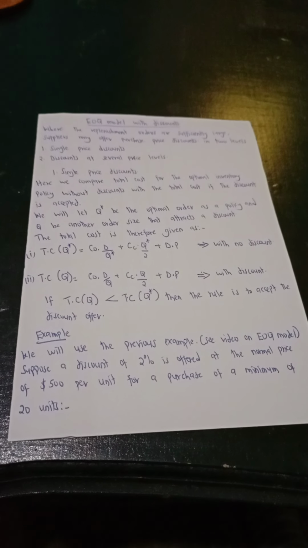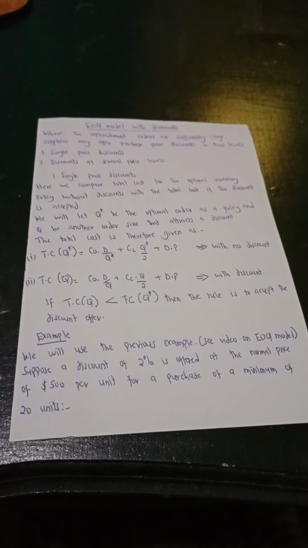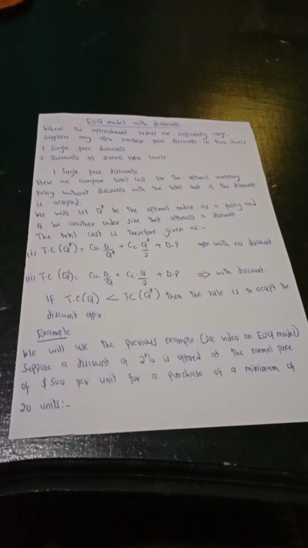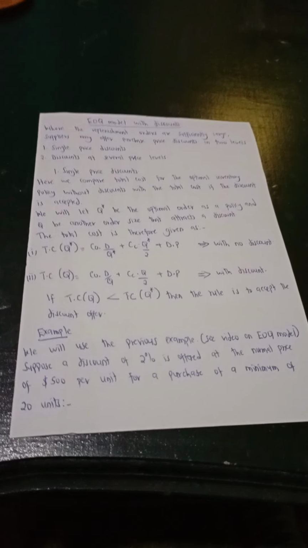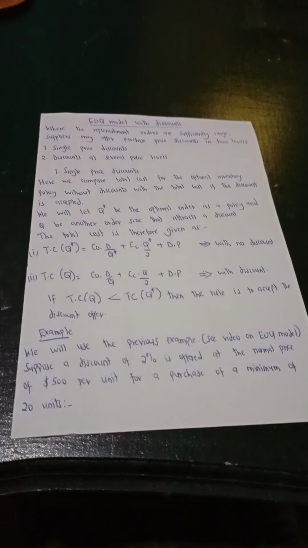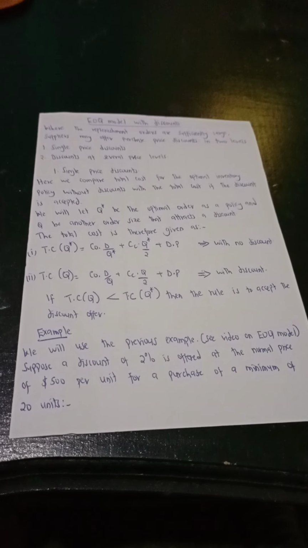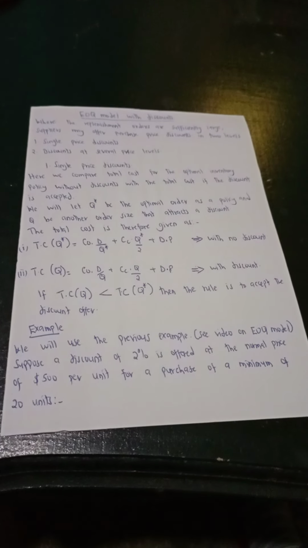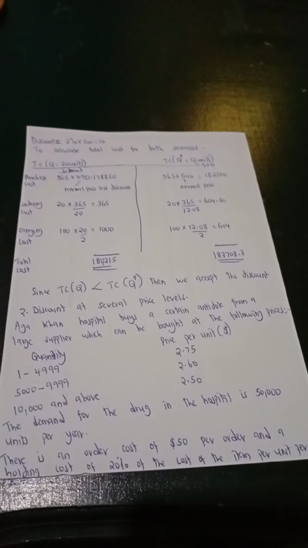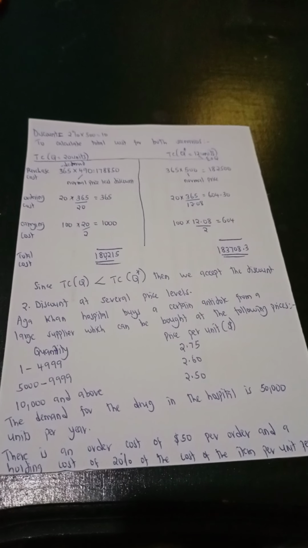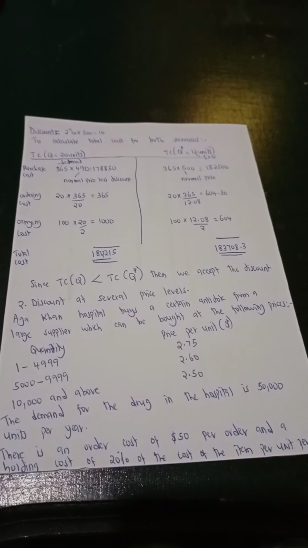We will use the previous example. So viewers, as I've said, if you've not watched that video, please do so, because we are going to use the data that we had in that previous example to calculate the various aspects of this question. As you can see, we are told that suppose a discount of 2% is offered at the normal price of $500 per unit for a purchase of a minimum of 20 units. So we are saying that the discount is going to be 2% times 500, which is 10.